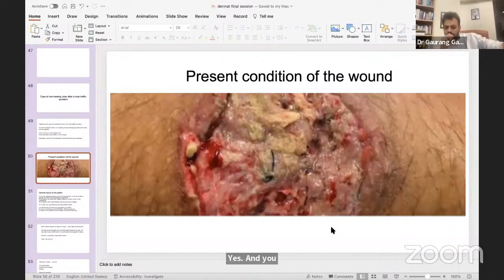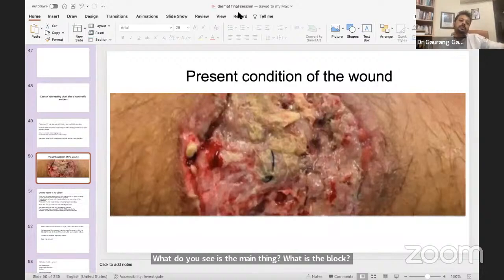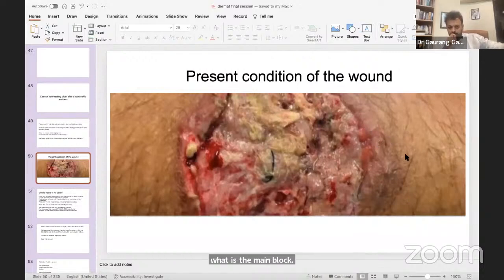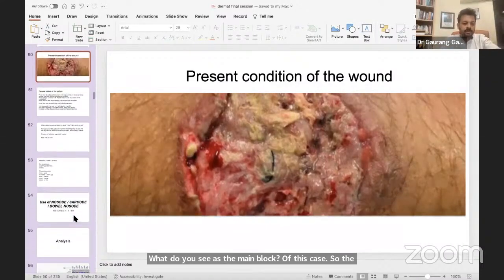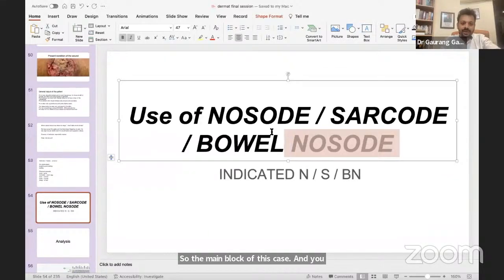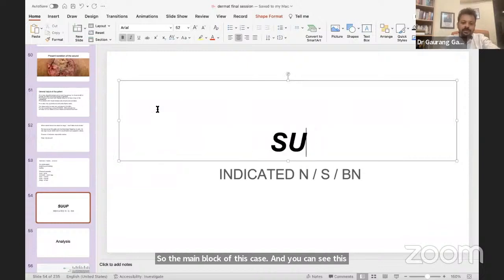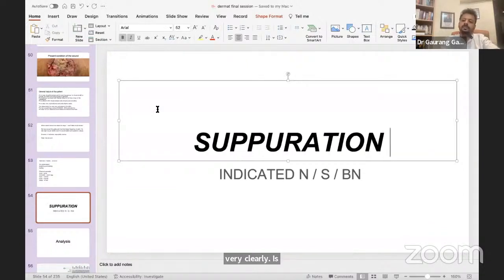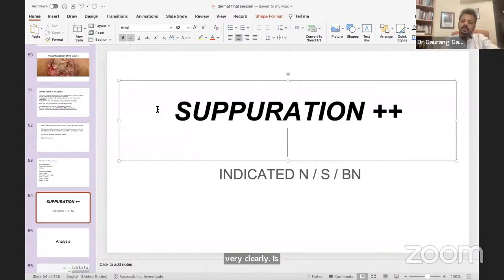And you can see here, what do you see as the main thing? What is the block of this non-healing wound? You have to tell me what is the main block. What do you see as the main block of this case? So the main block of this case, and you can see this very clearly, is the suppuration, is the infection.